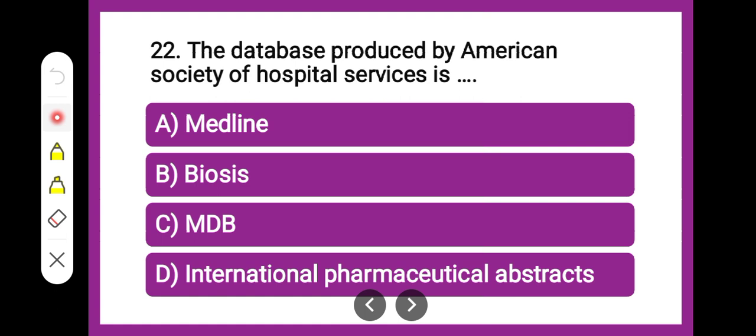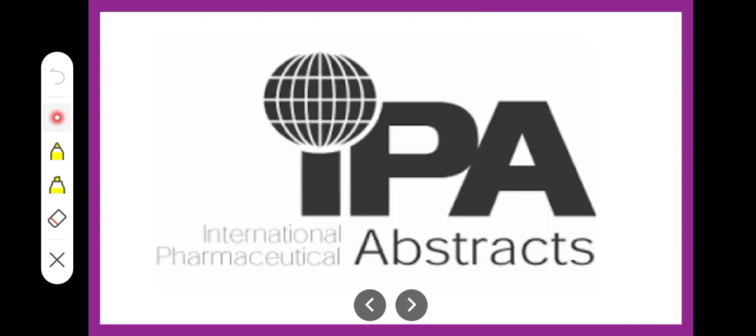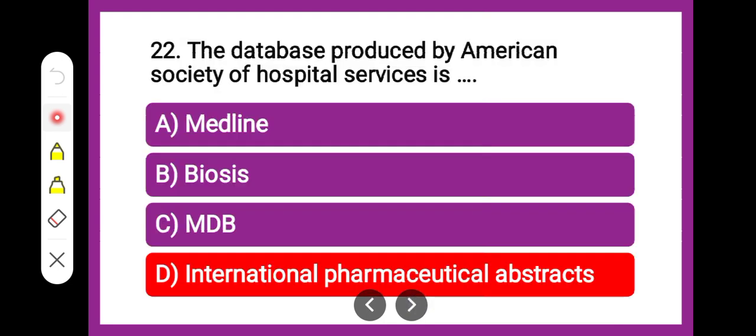Next question is, the database produced by American Society of Hospital Pharmacists, that is, American Society of Hospital Pharmacists produces which database? Whether it is Medline, whether it is Biosys, whether it is MDB or International Pharmaceutical Abstracts. Which amongst the given is correct for the database produced by American Society of Hospital Pharmacists? The correct answer is it is IPA Abstracts, that is International Pharmaceutical Abstracts.